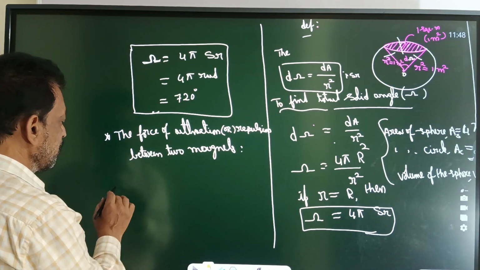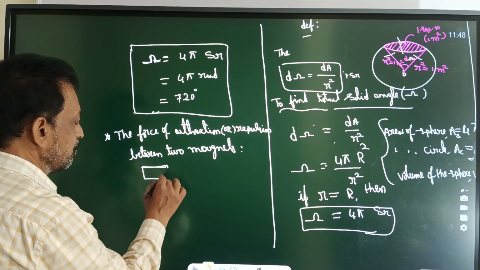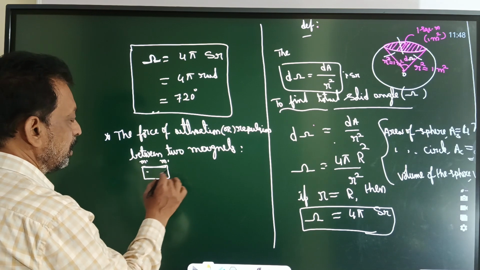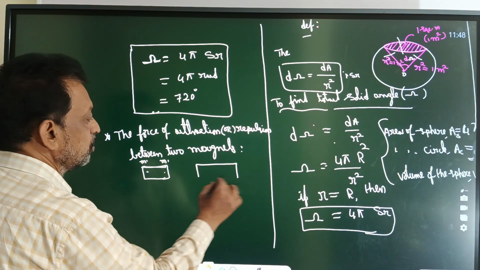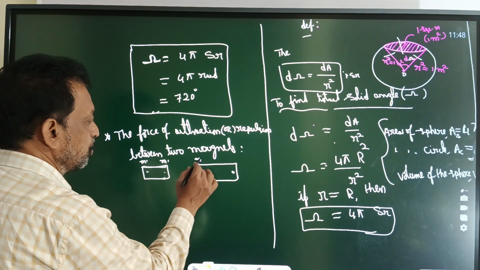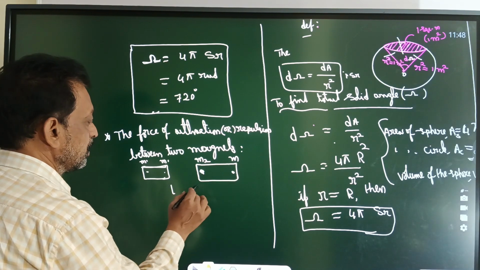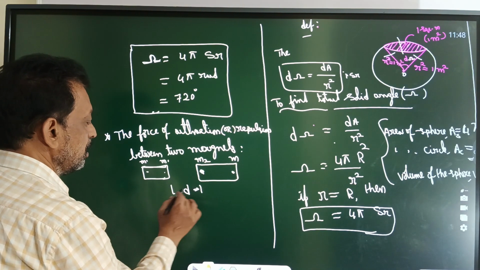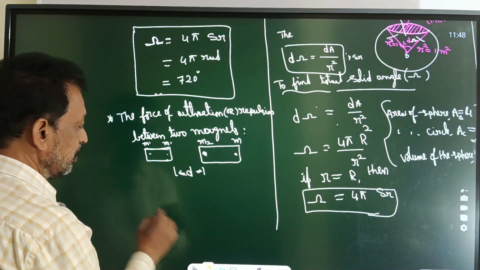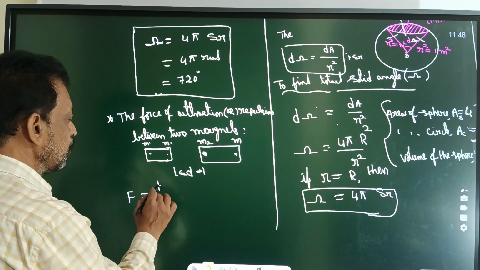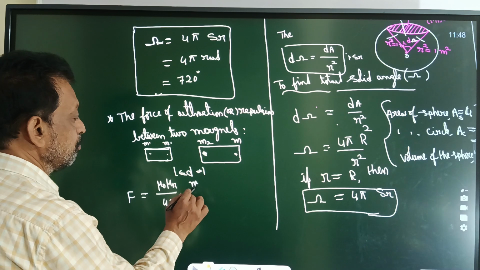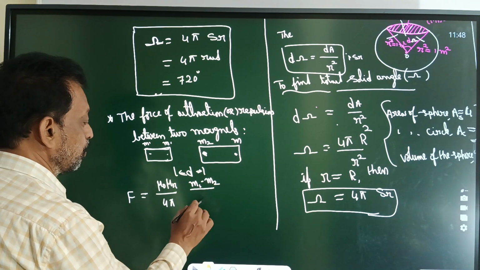So what is the formula? This is a magnet of pole strength M1, and another magnet of pole strength M2, and the distance between them, from North pole or South pole, let us say is D or R. Now what formula are you going to write? All of you know this formula: F is equal to mu naught by 4 pi into M1 M2 by r square. These are not masses, they are pole strengths.